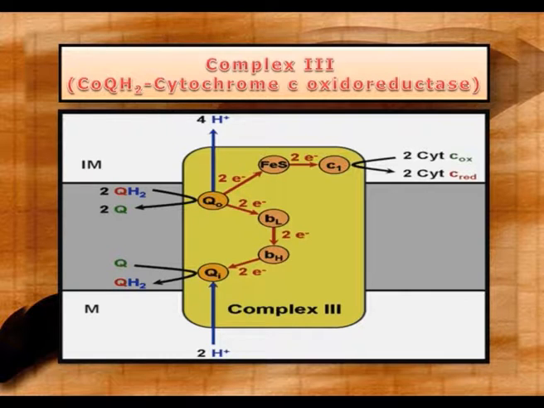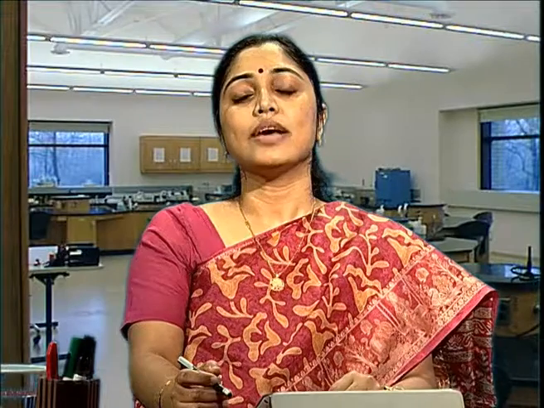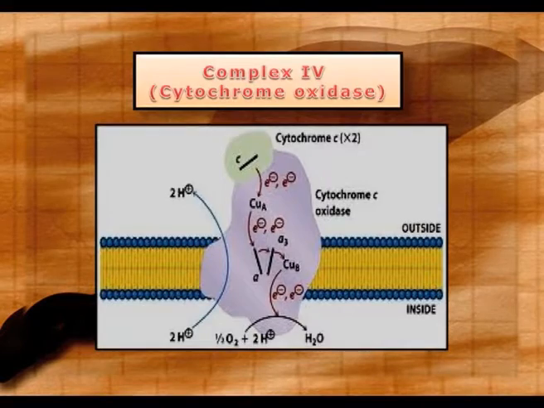From cytochrome C1, electrons go to cytochrome C molecules. Cytochrome C molecules are heme-containing proteins that can carry 1 electron at a time. So 2 electrons are carried to complex 4 by 2 cytochrome C molecules. The fourth complex is called cytochrome oxidase. It is also made of 13 subunits.